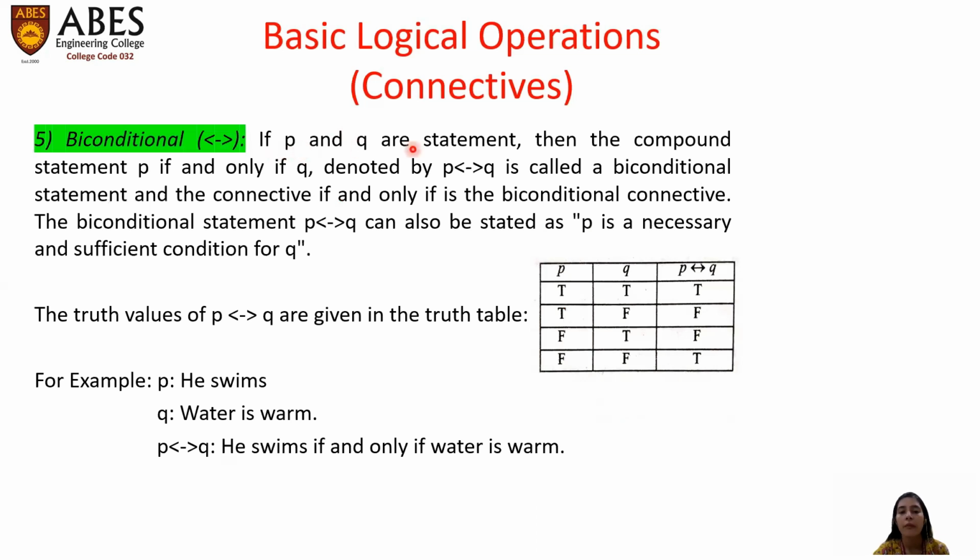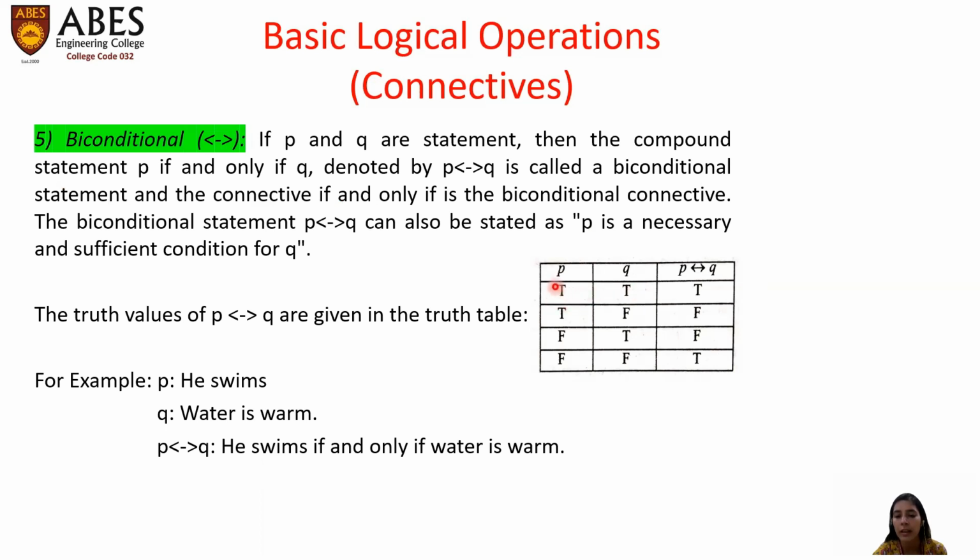Now if we have two statements or two propositions, then the compound proposition formed with the help of the biconditional will be read as P if and only if Q. This is the truth table corresponding to the biconditional logical connective. In this case, the result will be true when both the proposition values are the same.